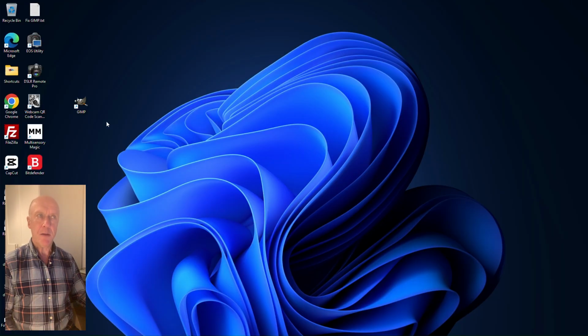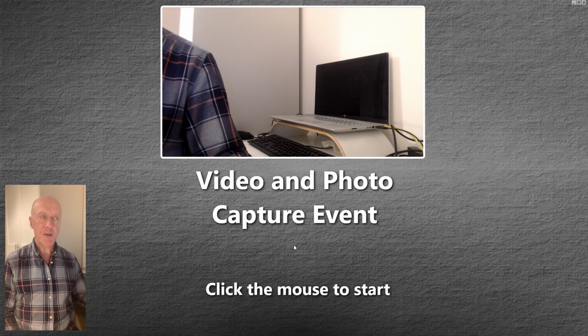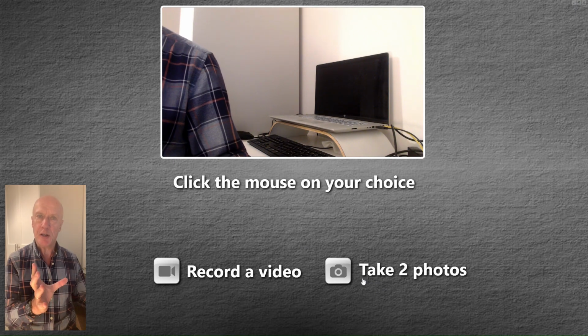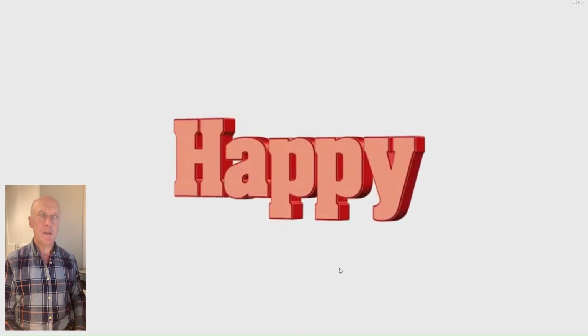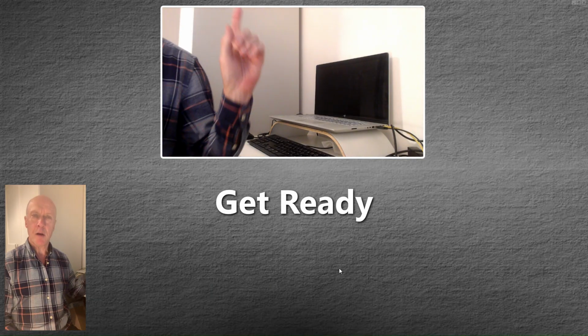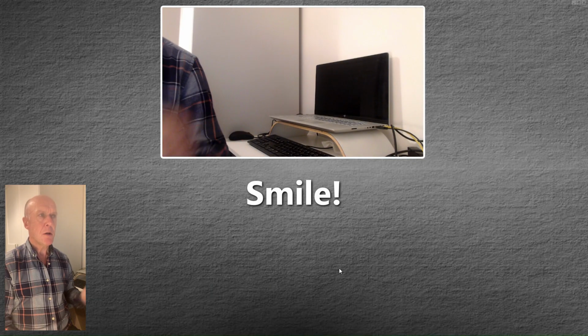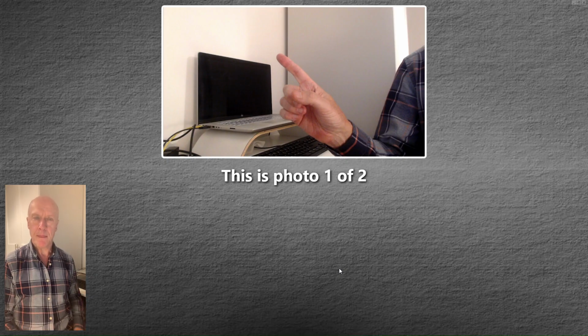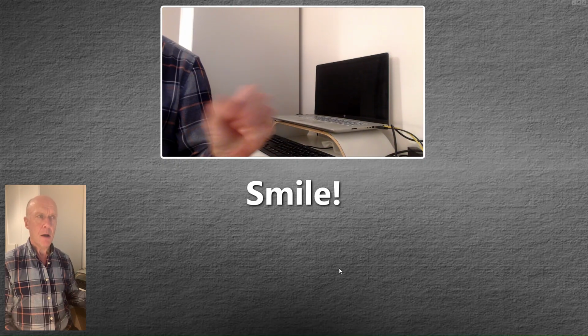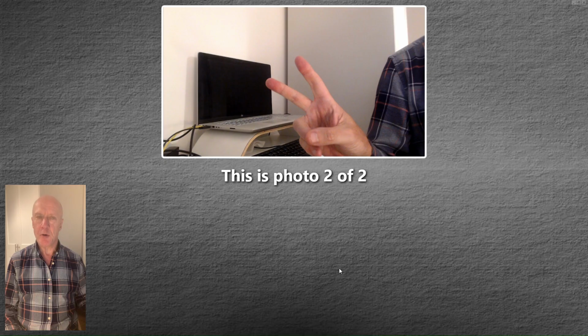Right, let's try playing the event. So the first thing I will do is I will choose to take 2 photos. So we should see the happy birthday screen before we take the photos. Let's do that. Here's the happy birthday screen. It then moves on to get ready, and we take the first photo, shows the photo, and then it moves on to photo 2. It then shows that photo, thanks the user, and takes it back to the start screen.